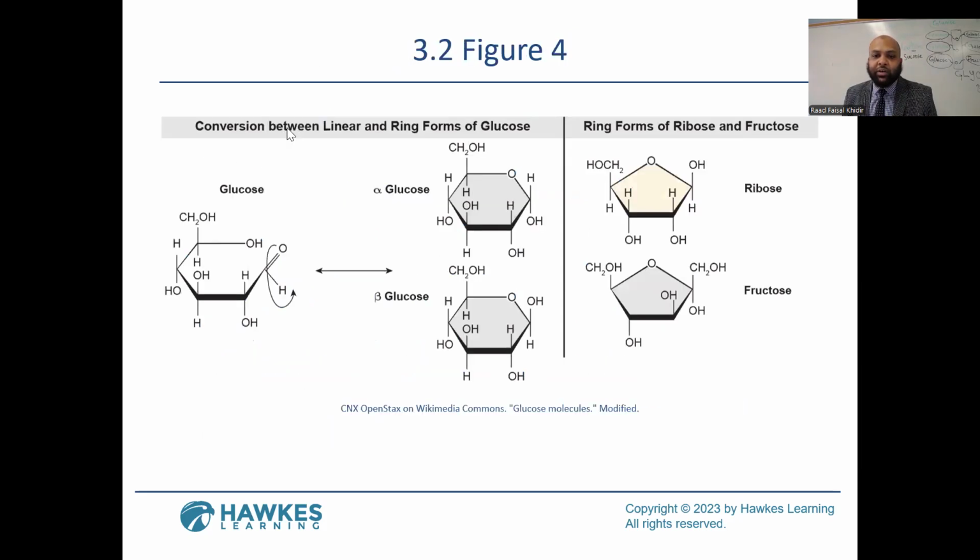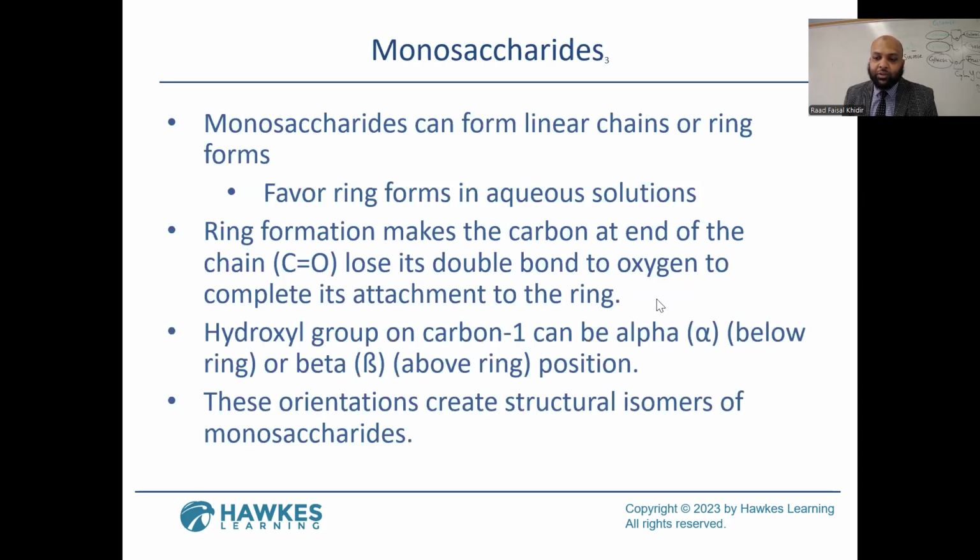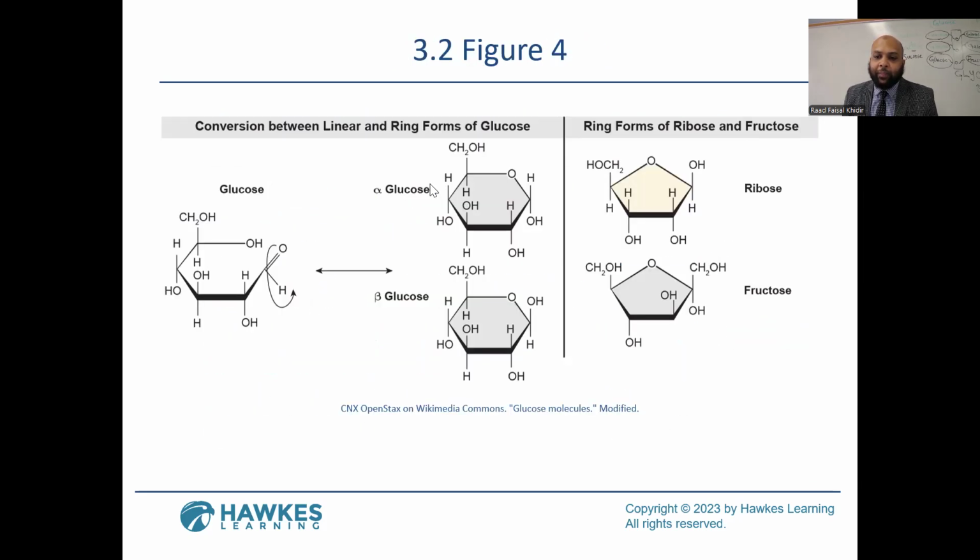So you see here, this is an interconversion between a ring and the linear form. You see the linear form? It will undergo interconversion to give you these two structures. So you see, the hydroxyl group on carbon 1 can be alpha below the ring or beta above the ring.